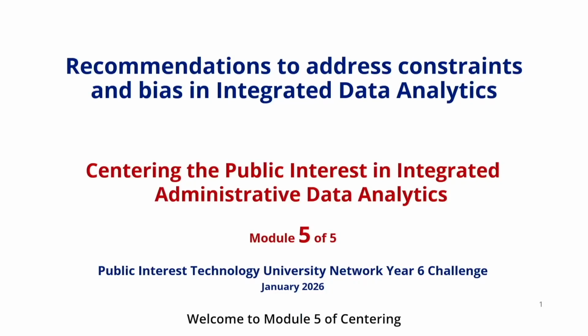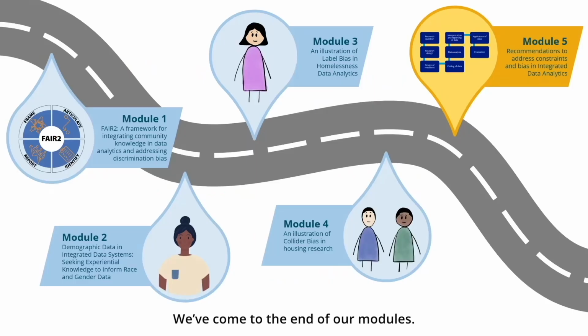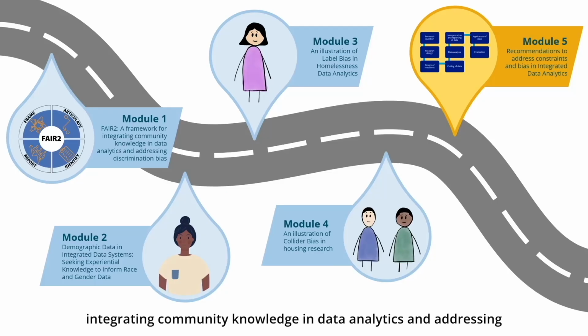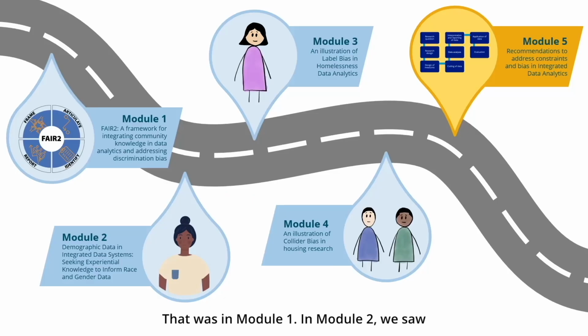Welcome to Module 5 of Centering the Public Interest in Integrated Data System Analytics. We've come to the end of our modules. To recap, we've learned about the FAIR2 framework for integrating community knowledge in data analytics and addressing discrimination bias. That was in Module 1.